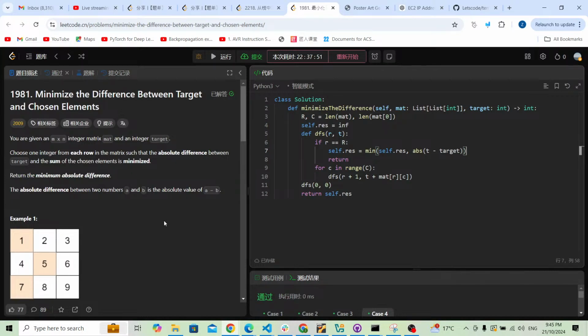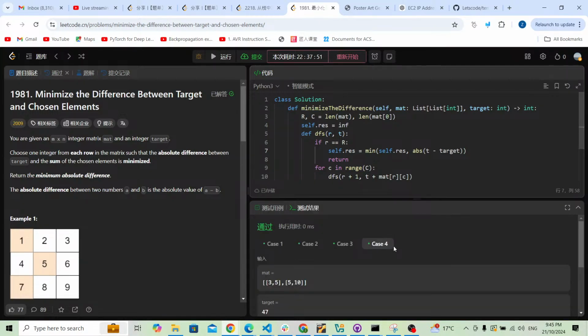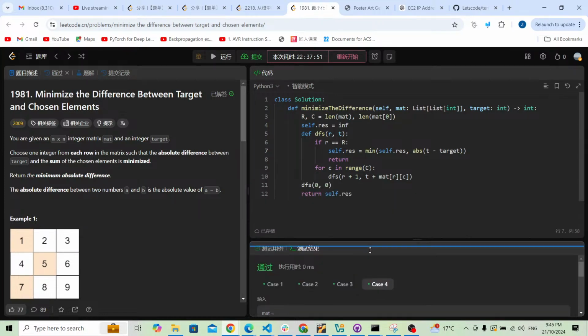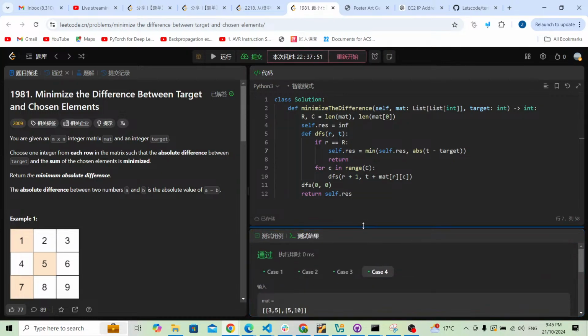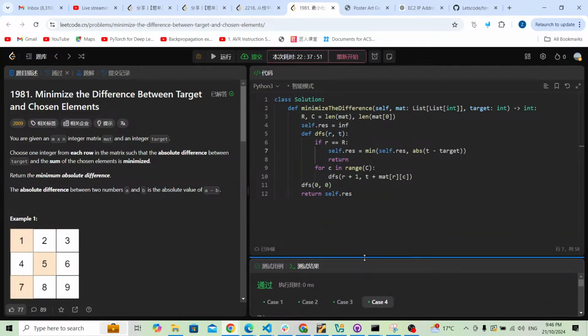But this is just brute force. It can pass some test cases, but definitely it cannot pass all test cases. Maybe let me just run some test cases to prove it. Yeah, now as you can see, it passed some test cases, but definitely it cannot pass all of them.